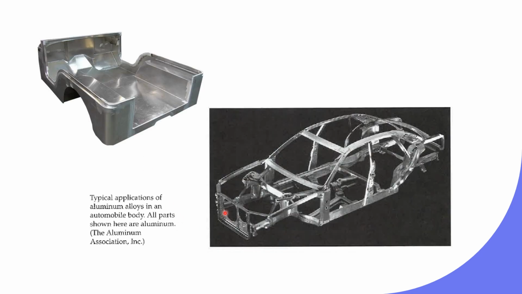Okay, so in the automobile industry, we use aluminum in body parts. Here you can see the body part. That looks like it's for a Jeep, and this is just a regular sedan.